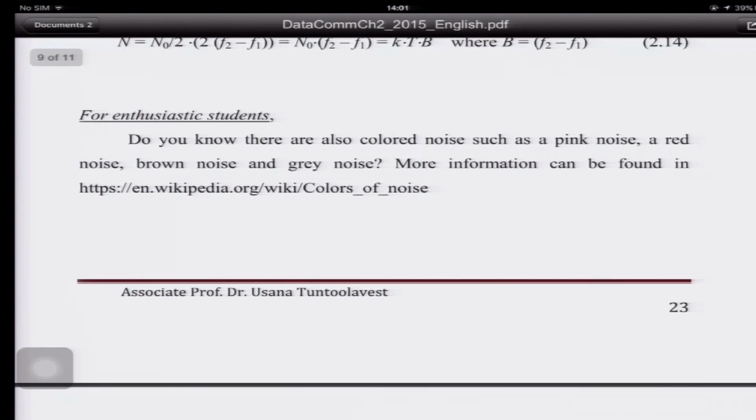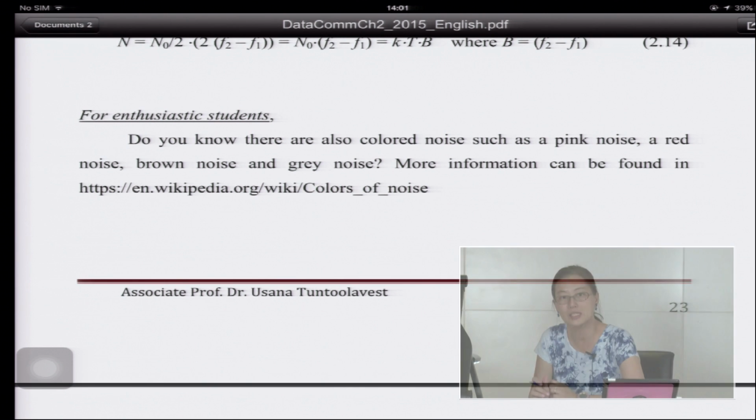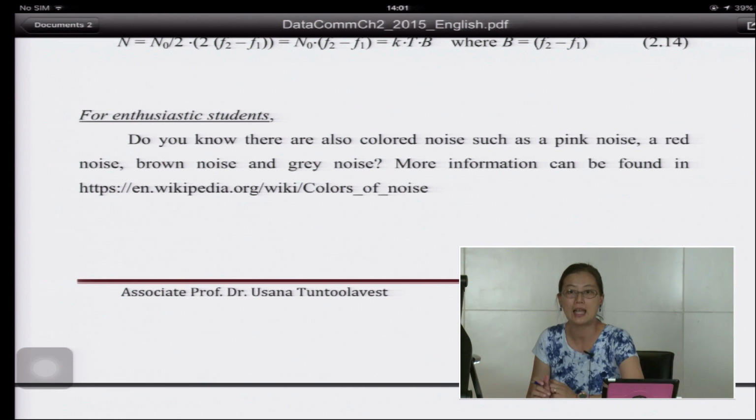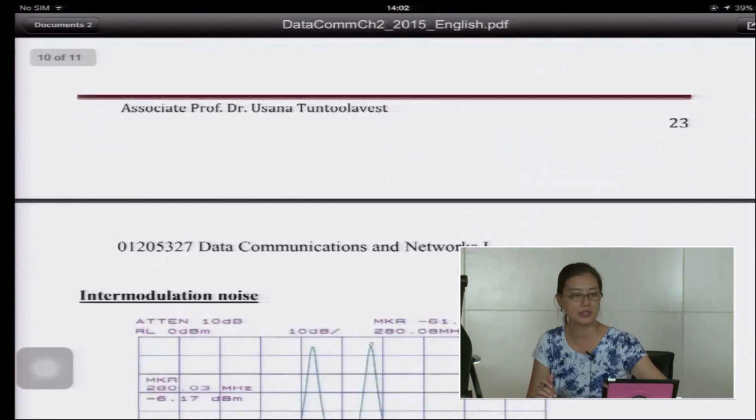For enthusiastic students, if you're interested, do you know there are also colored noises, such as pink noise, red noise, brown noise, and gray noise? You can find this information on Wikipedia, under color of noise. You can also listen to them, to hear what white noise sounds like, and what pink noise, red noise, brown noise, and gray noise sound like. You can look it up.